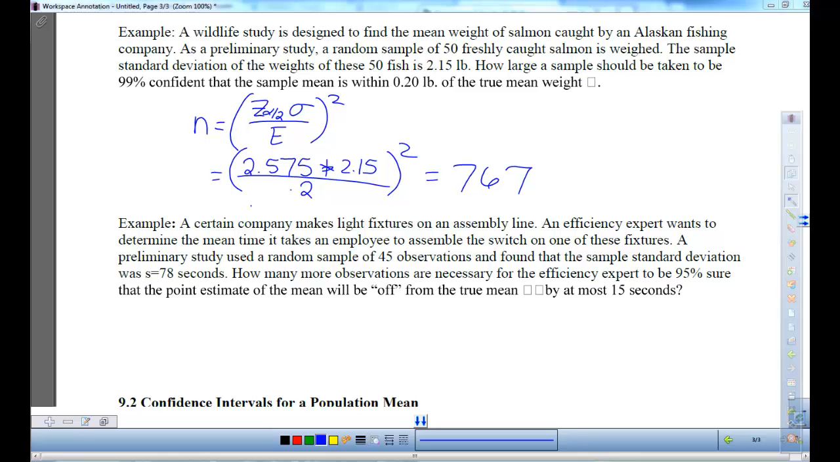Alright. A certain company makes light fixtures on an assembly line. An efficiency expert wants to determine the mean time it takes an employee to assemble the switch on one of these fixtures. A preliminary study used a random sample of 45 observations and found that the sample standard deviation was 78 seconds. How many more observations, this one's a little tricky, are necessary for the efficiency expert to be 95% sure that the point estimate of the mean will be off from the true mean by at most 15 seconds.